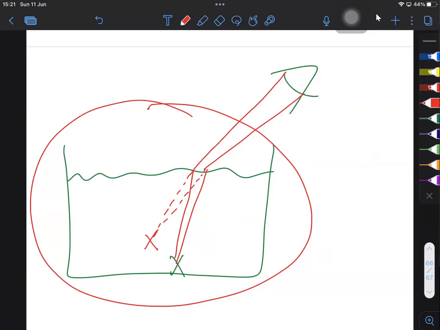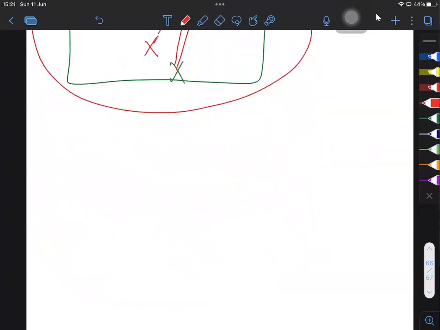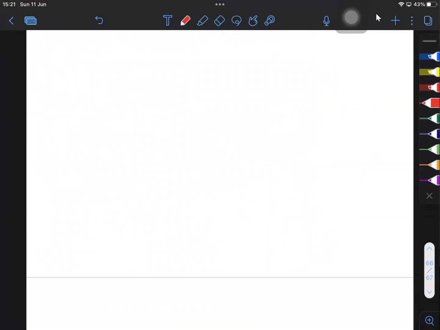Okay, last thing I want to talk about before we end the day. Should I talk about the refractive index, or should I talk about lens? Draw the endoscope. Okay, guys.